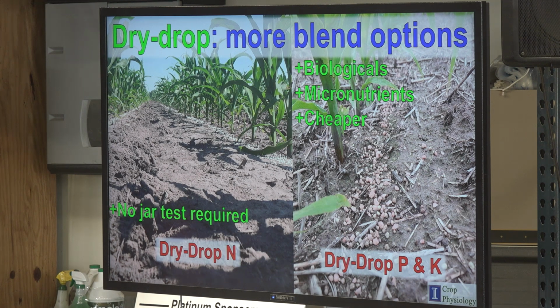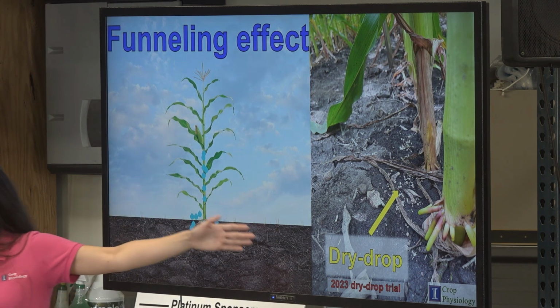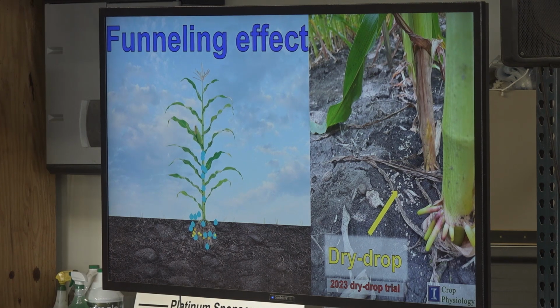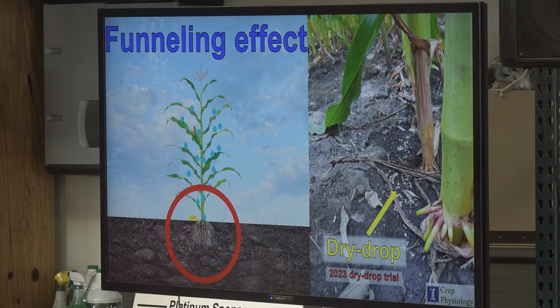And what makes the dry drop possible is something we call the funneling effect. The corn plant has this ability to concentrate all the rain, also the dew, in its body, and the water just flows through the plant and then solubilizes our fertilizer, making it available for the plant. Actually, this is a picture of last year's trial. And as we remember, last year was a very dry year. And even so, we were seeing our dry fertilizer being solubilized into the soil profile. Now we're going to see what happens in our soil profile.